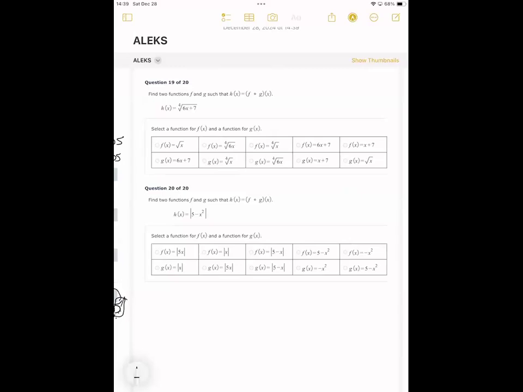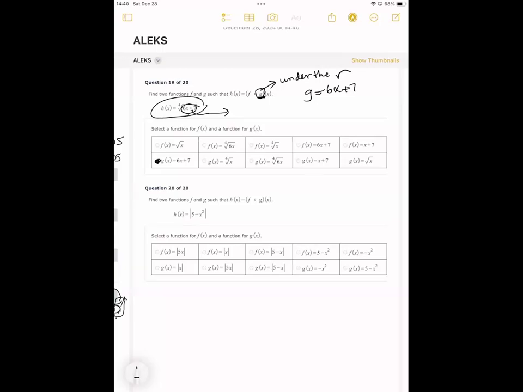Question number 19. It says find two functions f and g such that h of x is f of g of x. So what are these two functions I have to mix to get this one? Do you see you have a 6x plus 7? I would call that g. So start with g. G is the function under the radical. So under the radical, you have 6x plus 7. That's your g.